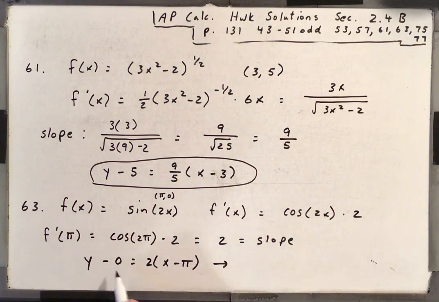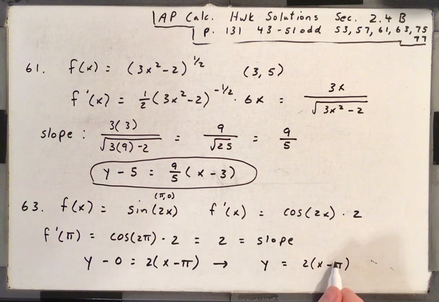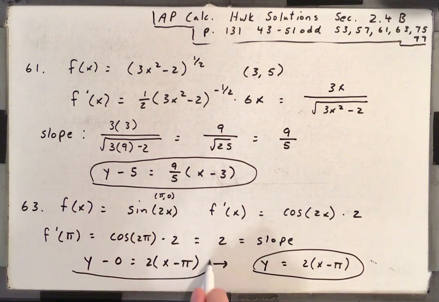You don't have to put the 0 in, but you can just leave it like that, and that's fine with me. So y equals 2 times x minus pi is a perfectly acceptable answer for me. The book might put it in standard form. Who knows? But this is perfectly fine. Even this is perfectly fine.